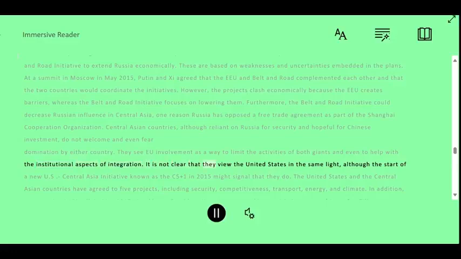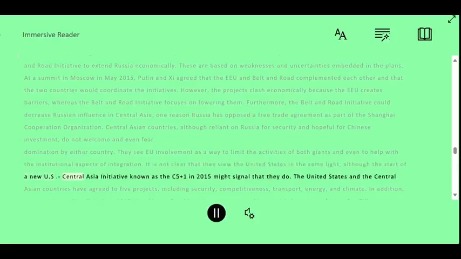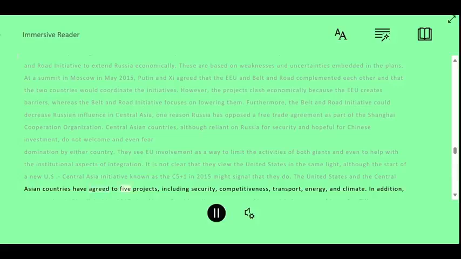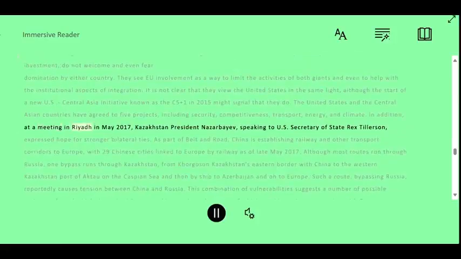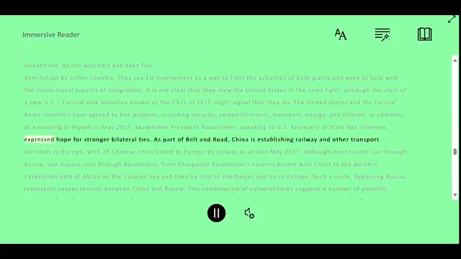It is not clear that they view the United States in the same light, although the start of a new U.S. Central Asia initiative known as the C5+1 in 2015 might signal that they do. The United States and the Central Asian countries have agreed to 5 projects, including security, competitiveness, transport, energy, and climate. In addition, at the meeting in Riyadh in May 2017, Kazakhstan President Nazarbayev, speaking to U.S. Secretary of State Rex Tillerson, expressed hope for stronger bilateral ties.